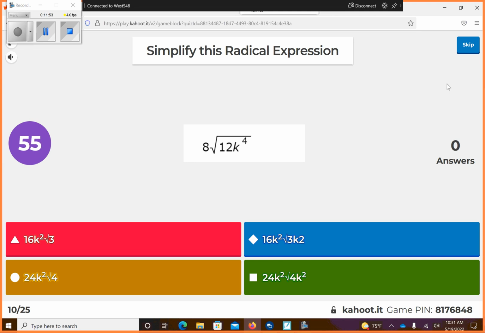Ooh, got to break that 12 up. Don't use 6 and 2, though. Use 4 and 3. K to the 4th will be a perfect square.